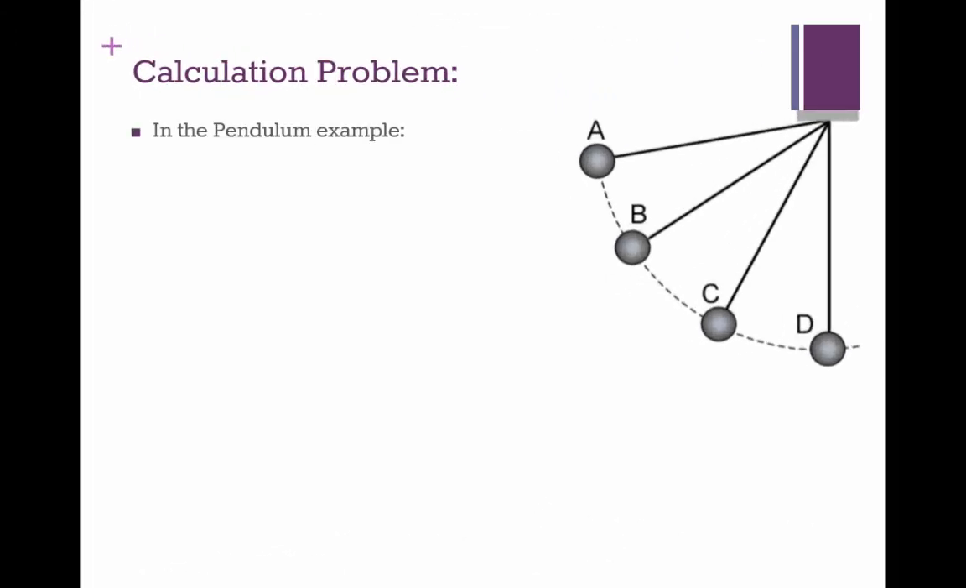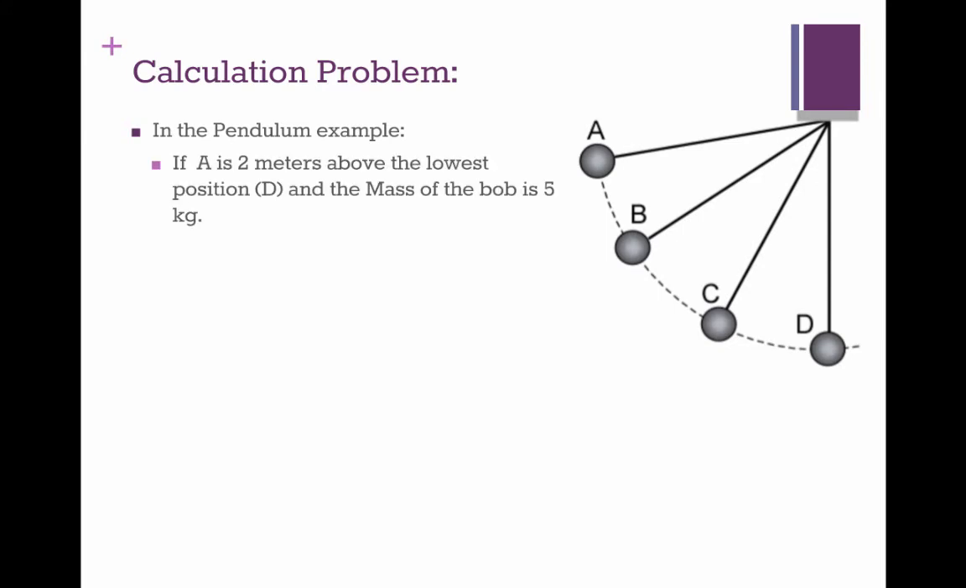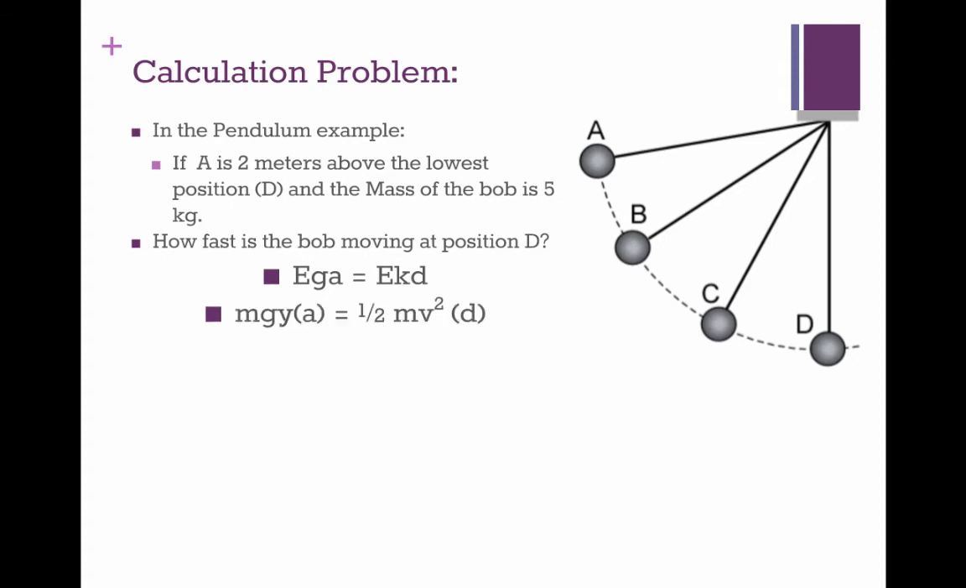So let's do a problem. In our pendulum example, if A is 2 meters above the lowest point, D, and the mass of the bob is 5 kilograms, how fast is the bob moving at position D? Well, you should grab the part of the energy equation that relates A and D. So the EG at position A has to equal the EK at D. Energy is not created or destroyed.